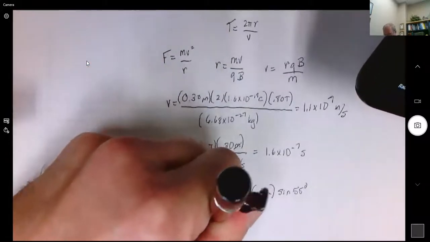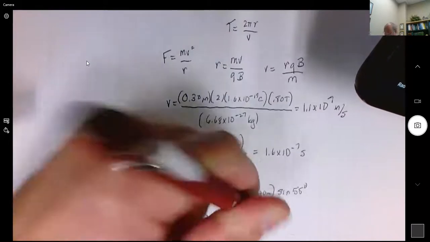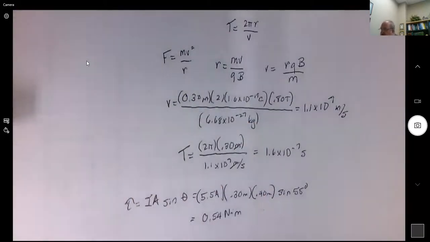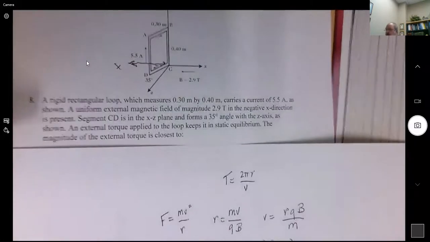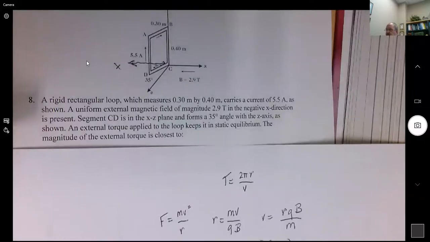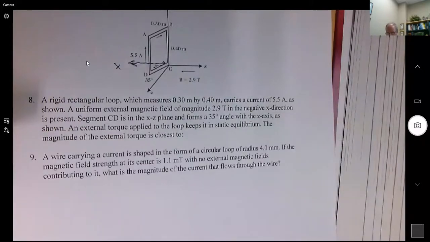of 0.54 Newton meters. So in order to keep that stationary and oppose the torque, I would have to have the same torque applied in the opposite direction. And so this asks what's the magnitude of the external torque, and the magnitude of the external torque is 0.54 Newton meters. And then finally we have number 9.